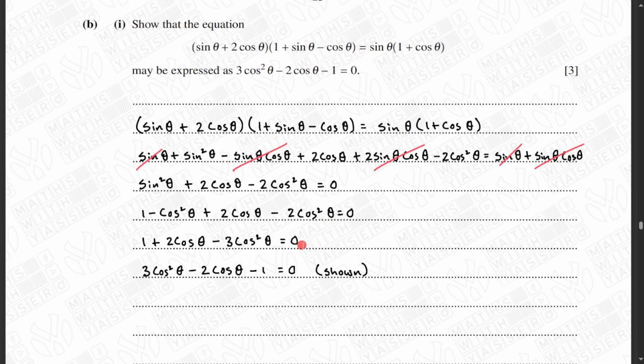equals 0. Now if we multiply both sides by -1, we get 3 cos squared theta minus 2 cos theta minus 1 equals 0. And that's how we have just expressed it in this form.